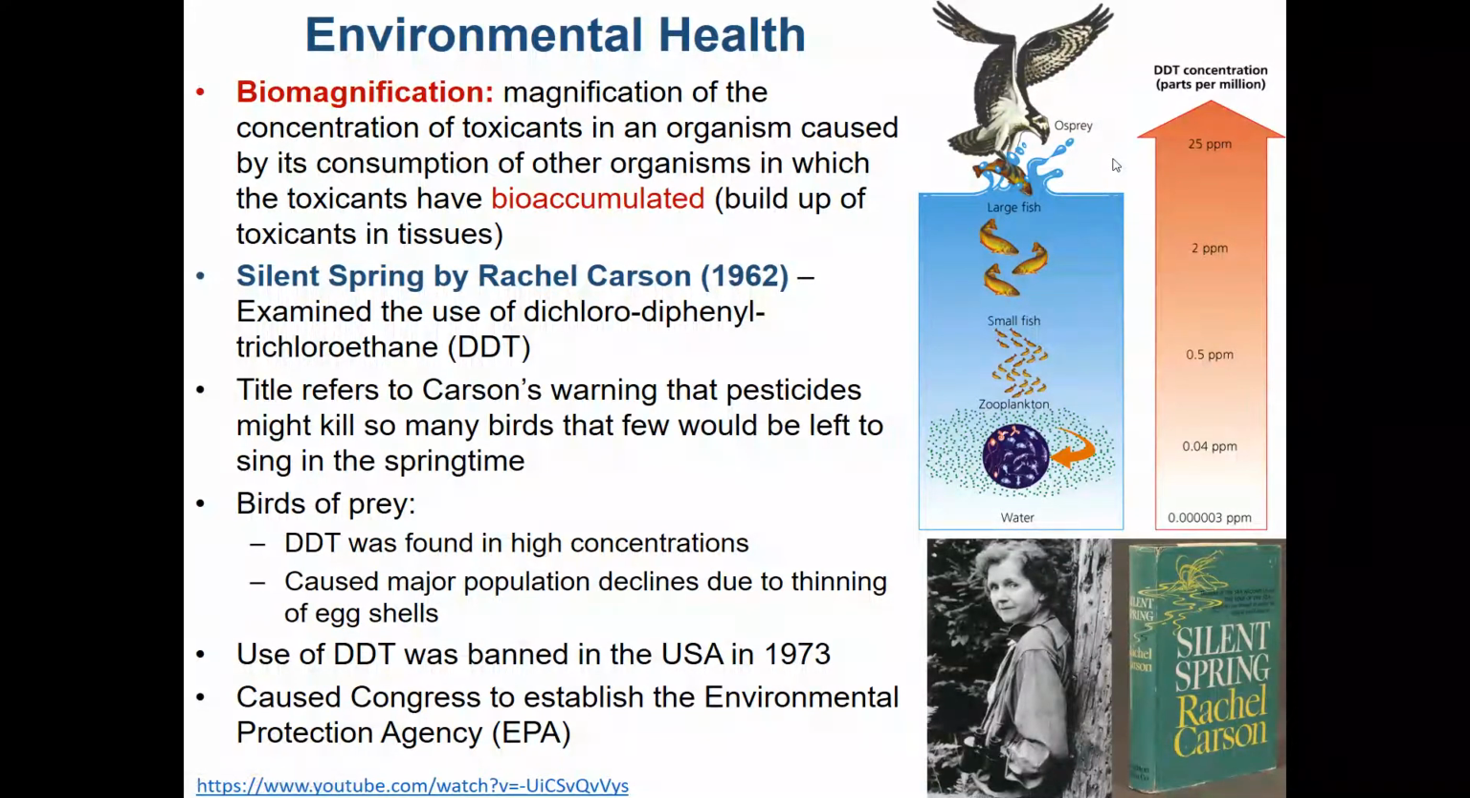And so this buildup of these toxins through the trophic levels is called biomagnification. In 1962, Rachel Carson released a book called Silent Spring. It examined the use of dichloro-diphenyl-trichloroethane, DDT. You do not need to remember the full name.